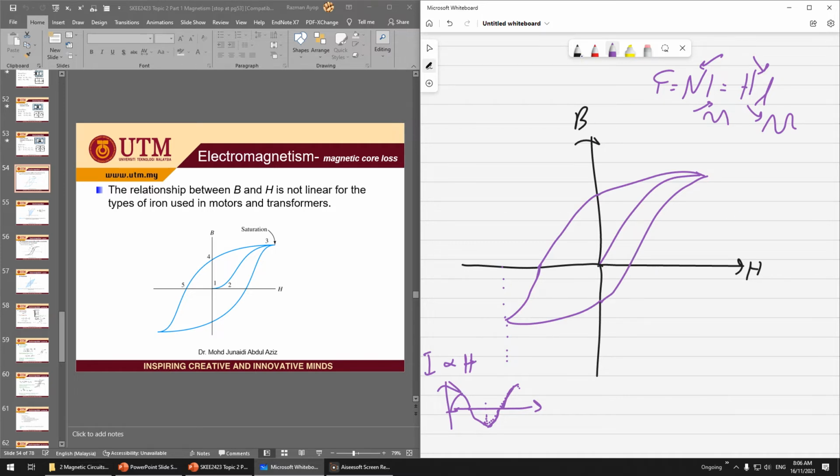Let me draw. This is the first point starting, the second point, the third, the fourth, the fifth, the sixth, seventh, and go back to 8, and it will repeat 8, 9, 10, 11, something like that. It will oscillate here. So this is the relationship between B and H if the I is AC.